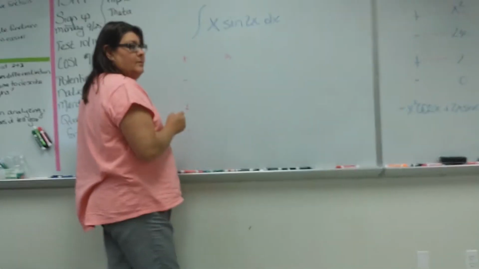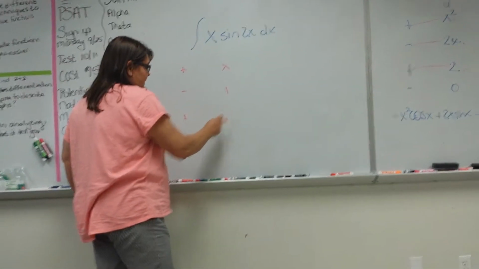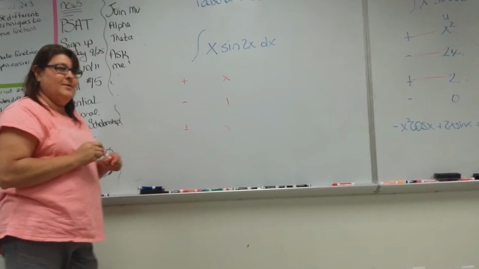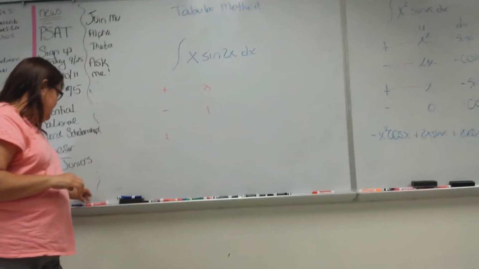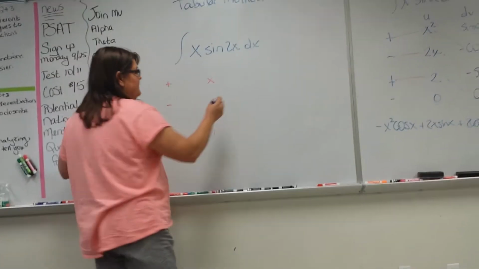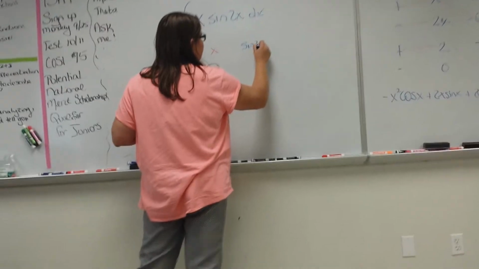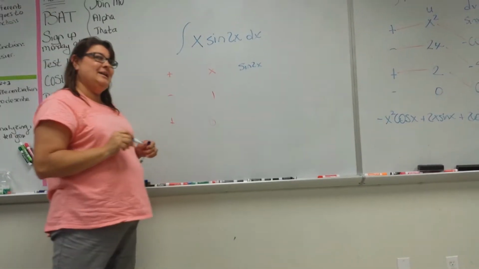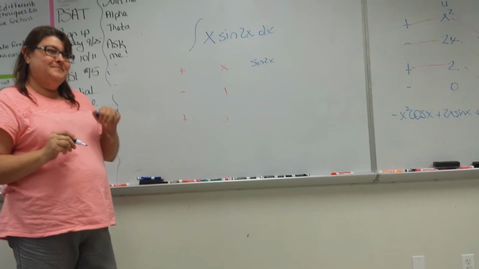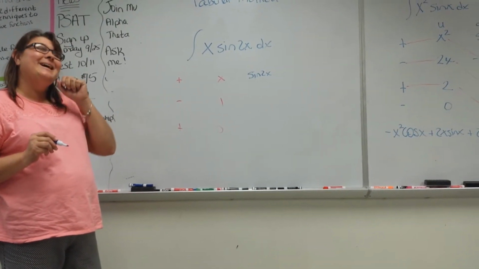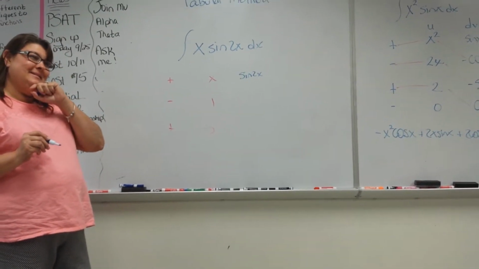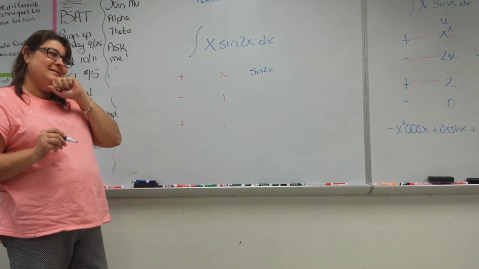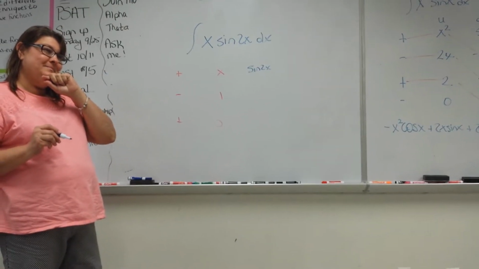Try it. So this is where it gets a little tricky. What's dv? Sine of x. Integrate sine 2x. Cosine 2x over 2? Tell me why. You've got to do the reverse chain rule thing. It's the u substitution: take the derivative of the inside, put it on the bottom.